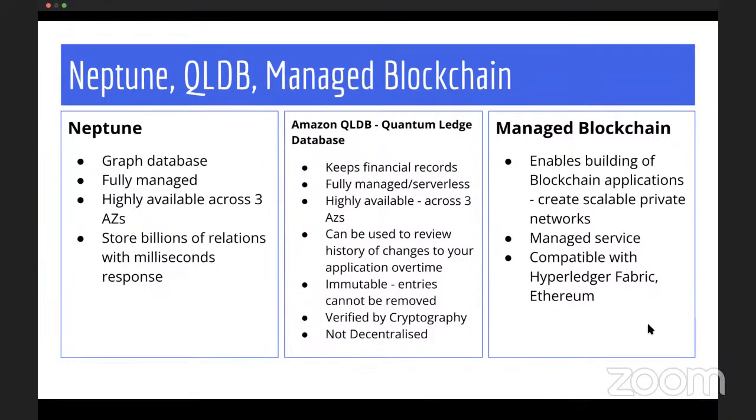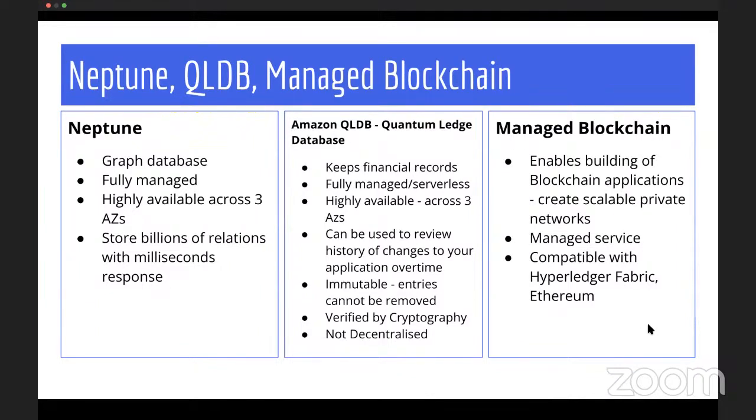We have Neptune. Now, Neptune is a graph database, fully managed, highly available across 3 AZs. It can store billions of relations with millisecond response. So remember we talked about Facebook using or implementing the graph database for it to function. So it says you can store billions of relations.